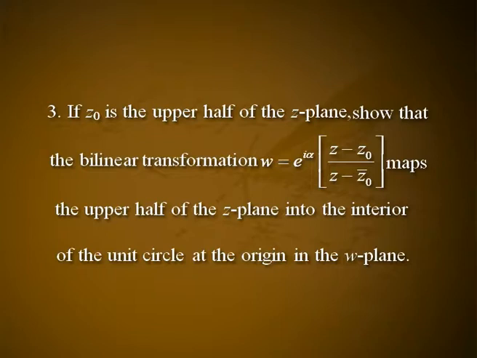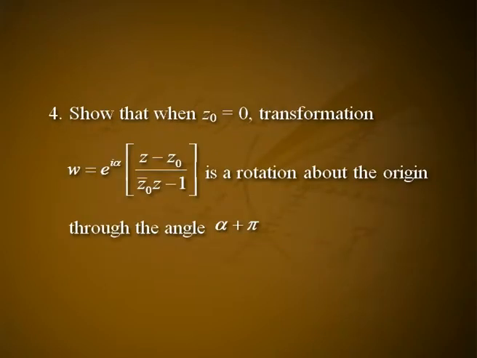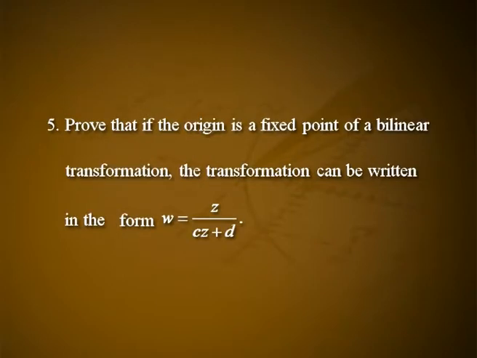3. If z0 is in the upper half of the z plane, show that the bilinear transformation w is equal to e raised to i alpha into z minus z0 all divided by z minus z0 bar maps the upper half of the z plane into the interior of the unit circle at the origin in the w plane. 4. Show that when z0 is equal to 0, the transformation w is equal to e raised to i alpha into z minus z0 all divided by z0 bar into z minus 1 is a rotation about the origin through the angle alpha plus pi.